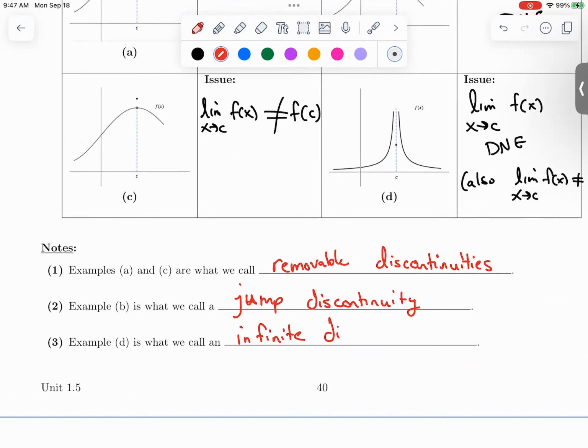You will not be tested upon that though. So you can just call it a discontinuity. But if you want to be pedantic, if you want to be over the top, then absolutely, give me the exact name. Any questions on that?